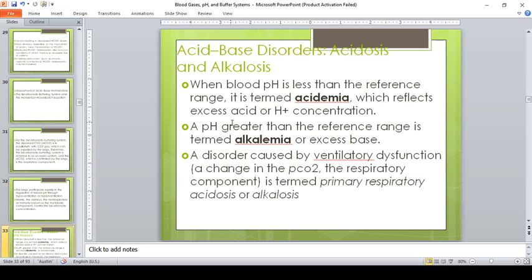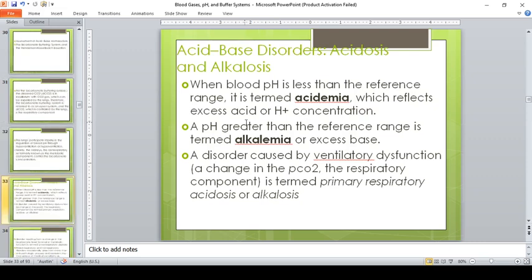Okay, so we proceed with acid-base disorders. This is acidosis and alkalosis. This is just an introduction because there is further discussion by Henry, which is the recorded discussion in part 2.